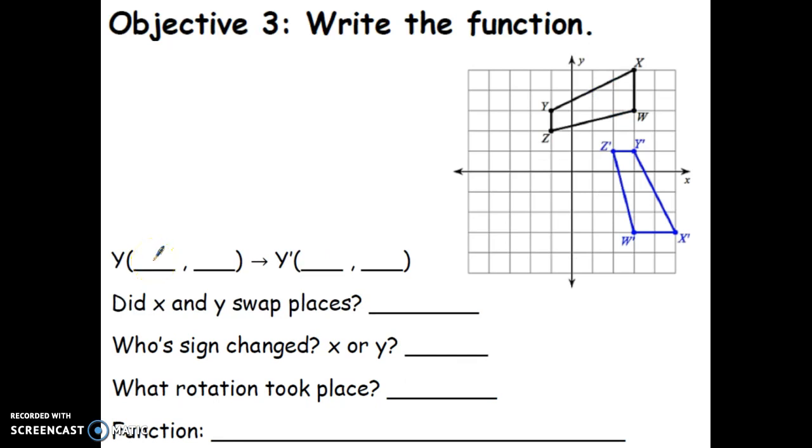Okay, now we're looking at J. So J is negative 1, 3. J prime is 3, 1. Did x and y swap places? Yes. Whose sign changed, x or y? Negative 1 became positive 1. This is our x value, so the x changed. So which rotation swaps x and y and changes the sign of x? That is a 270-degree counterclockwise rotation. So the function for that is (y, negative x).